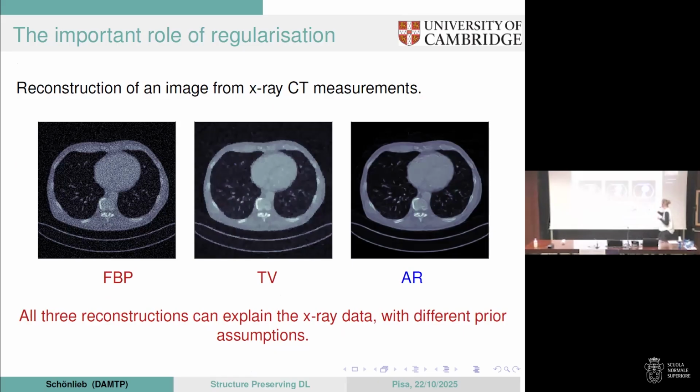And then you have here two regularized reconstructions, one with total variation, and now one, as a teaser in a way, with a learned regularizer. And this is basically the main message here. All three reconstructions explain the data in exactly the same way, but the regularization is different. The prior information you're putting in is different.